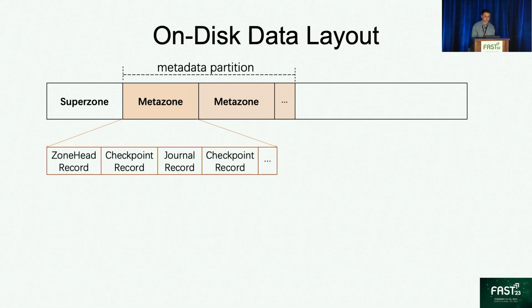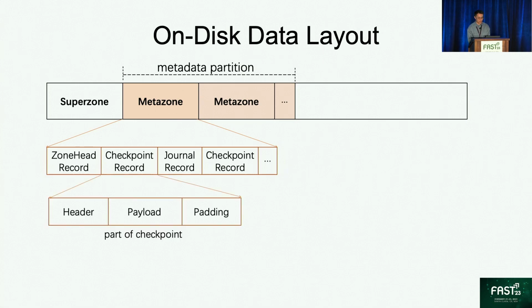Inside each meta zone, there are 3 kinds of records. The zone header record has information which helps to identify the zone's validity. And the other 2 types of records are used to store serialized checkpoints or journals.